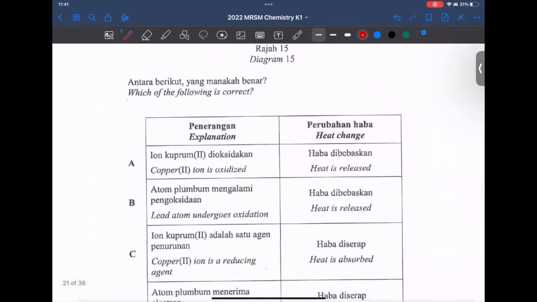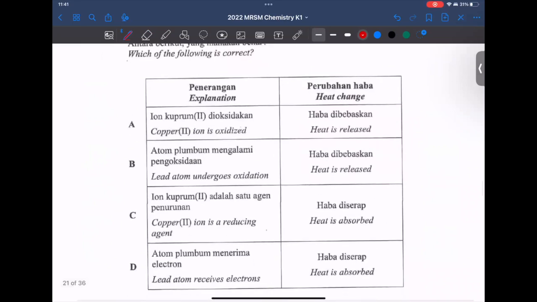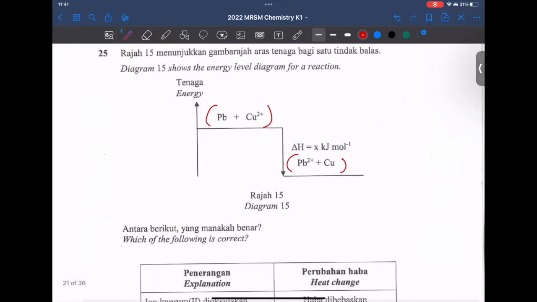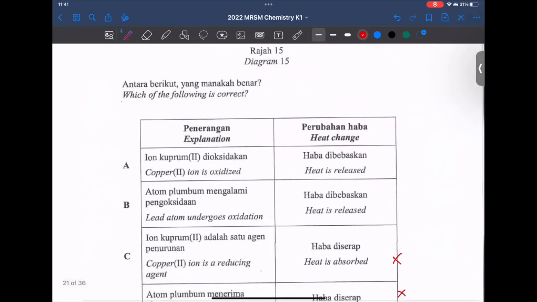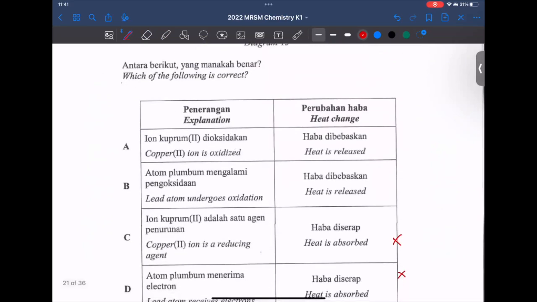So which of the following is correct? Definitely heat is released, so it's not absorbed. But I will say here, because you see, Pb from 0 becomes +2, Cu from +2 becomes 0. So lead is undergoing oxidation, okay? Best answer here will be B, right? Lead atom undergoes oxidation process to form lead ions, while copper is reduced, copper ions reduced to copper.